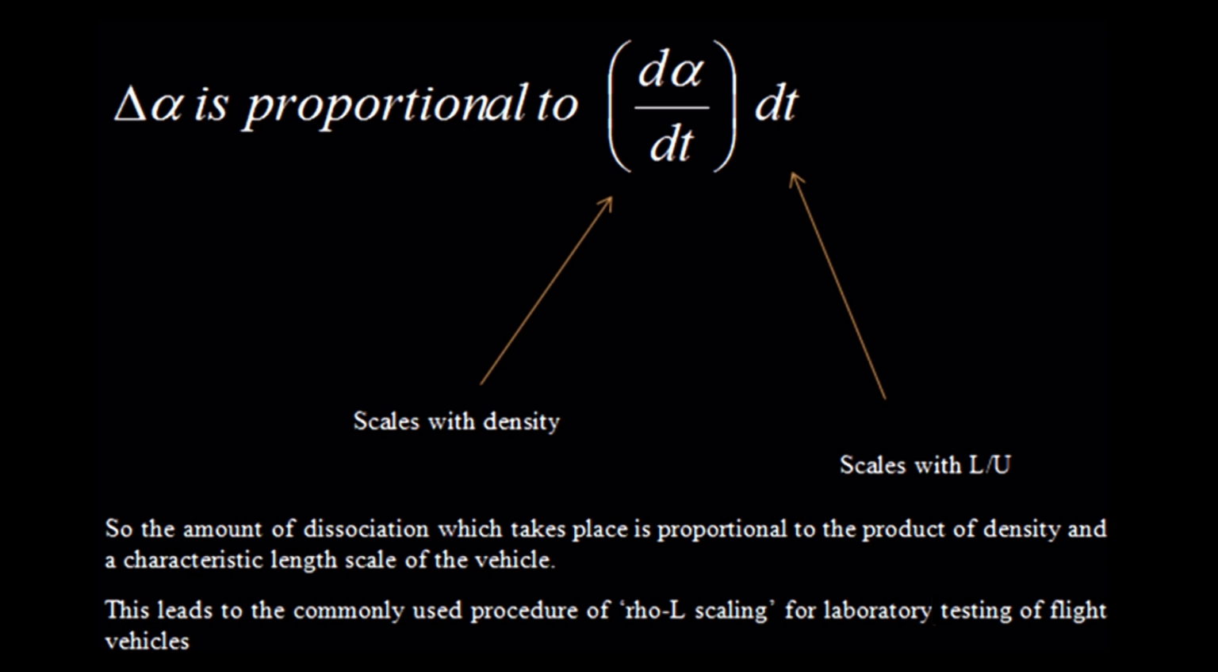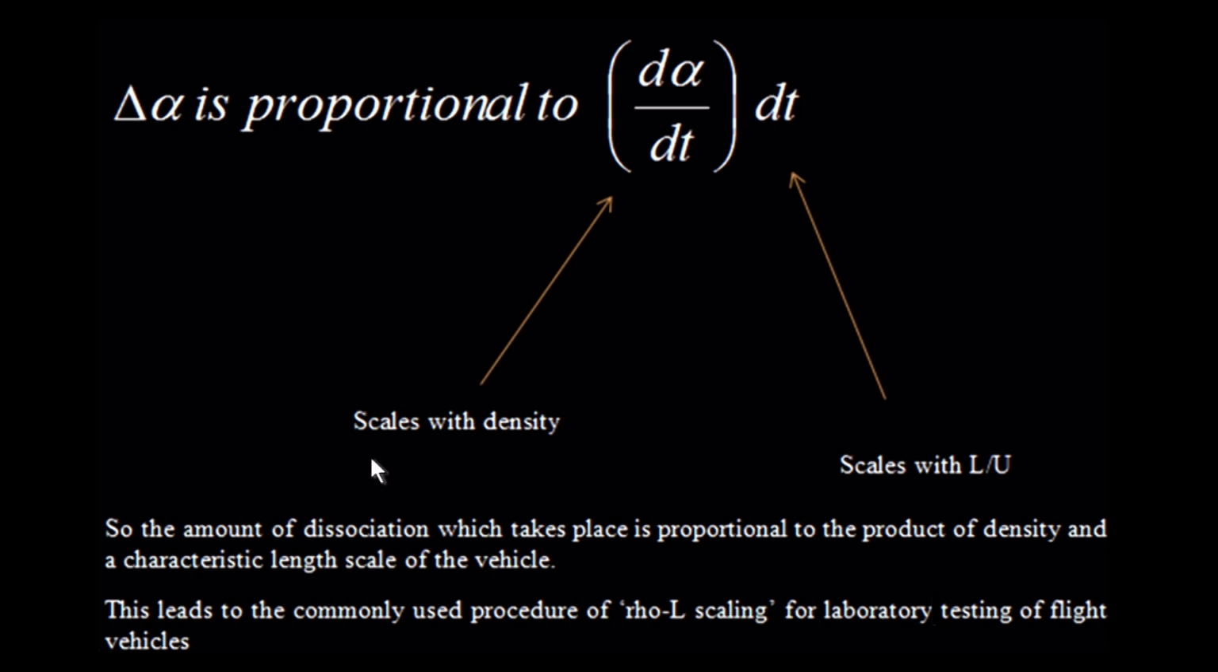The total amount of dissociation you get will be equal to the rate of dissociation, which is the d-alpha by dt term here, and we know that scales with density, that was in there. It'll also depend on the total amount of time that's available. You can integrate it numerically, but it's good to have hand-waving rules to enable us to do experiments. So the product of these two will give us the amount of conversion that takes place. If we do an experiment, we want to make sure we get the same amount of reaction in the laboratory as we do in flight.